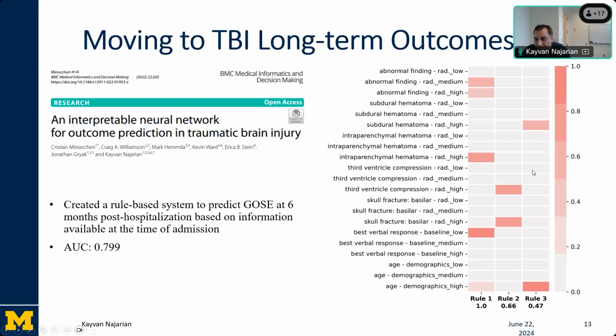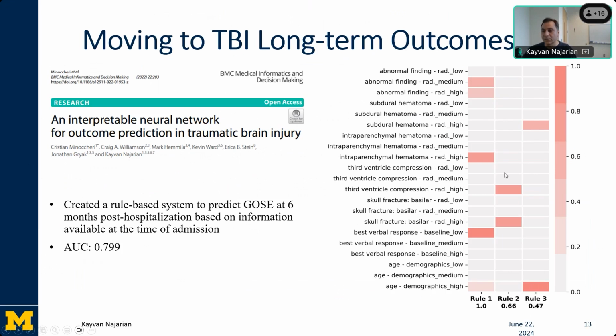I want you to look at this and interpret it. If you look at the third column in here, there is a rule that says if subdural hematoma is high, there's a lot of subdural hematoma, and if the age of the person is relatively high, the person is old. These high and low have definitions; I won't get into the details, but they have definitions created by the model. So it says if the subdural hematoma is high and the age of the person is high, we will say that this person will probably not have a very good outcome after 6 months.